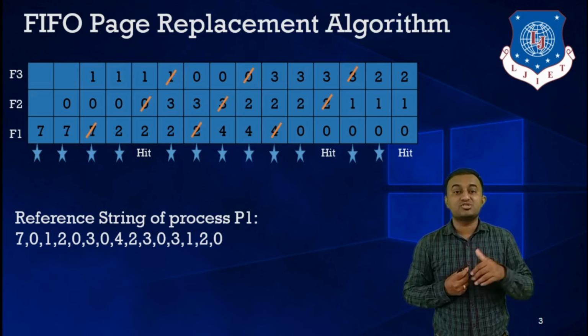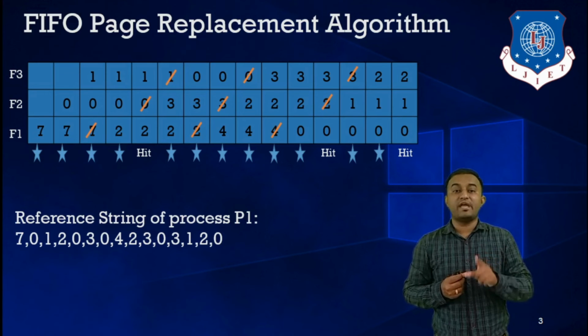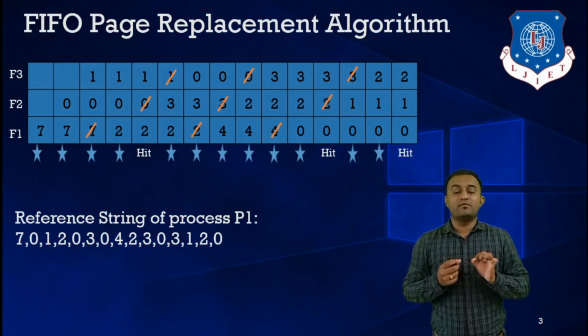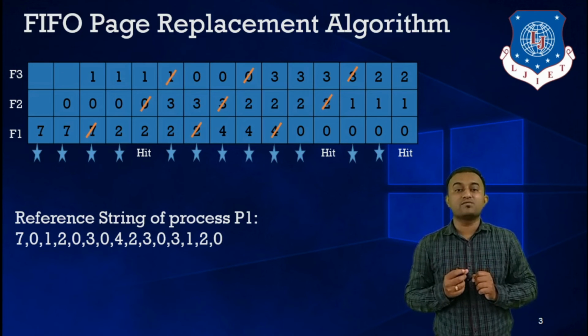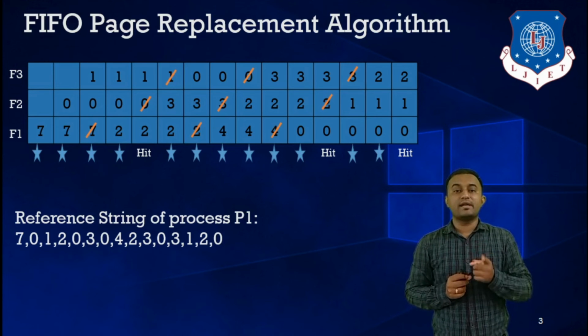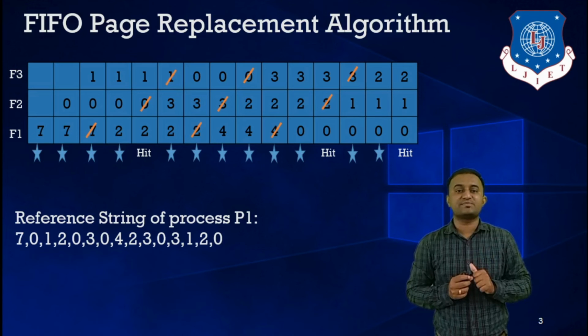Now the next request is 2. We need to check if 2 is already available. No, it is not available. In this case we need to replace the value in F2. The value of 2 is replaced in the F2 frame. So now the updated values in the next column are 4, 2 and 0. Okay, is there any page fault? Yes, it is considered a page fault.